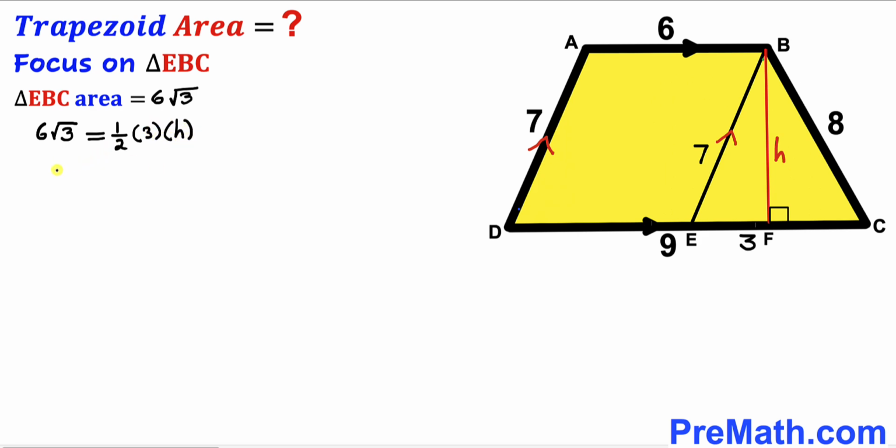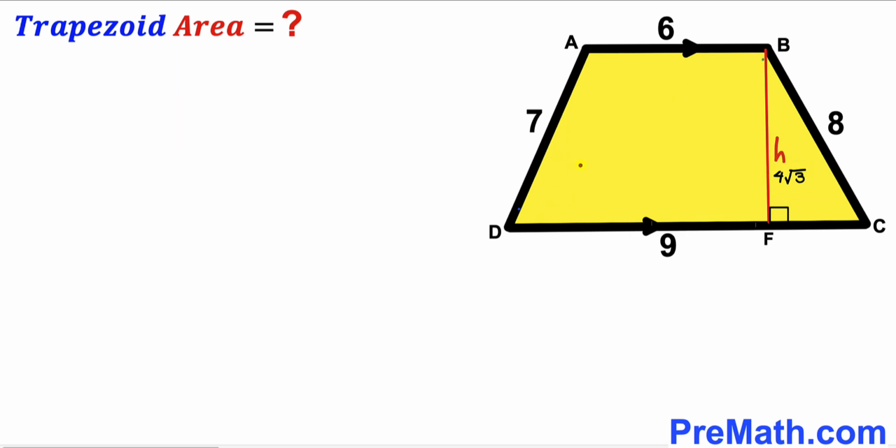So we can write this equation as 3 divided by 2 times h equals 6 times the square root of 3. Now I'm going to multiply both sides by the reciprocal 2/3. Here we can see 3 and 3 is gone, 2 and 2 is gone. So our height h turns out to be equal to 4 times the square root of 3 units. So thus the height h turns out to be 4 times the square root of 3. And here's our final step.